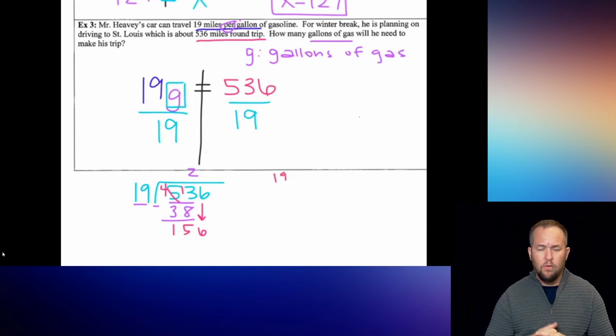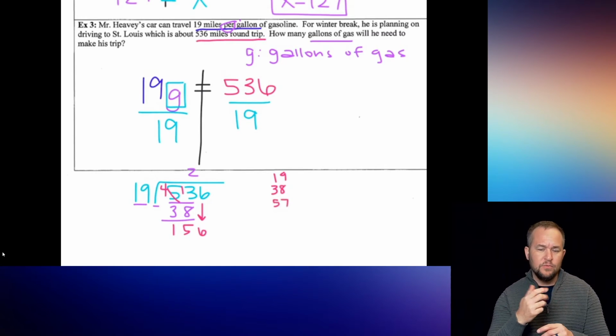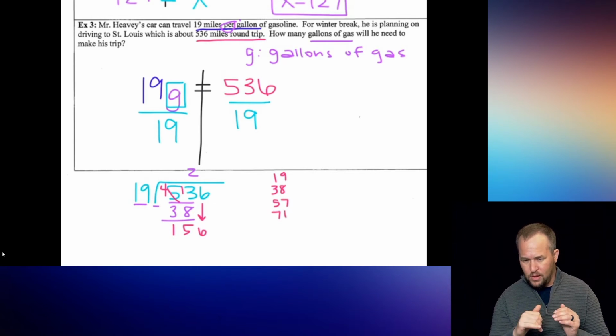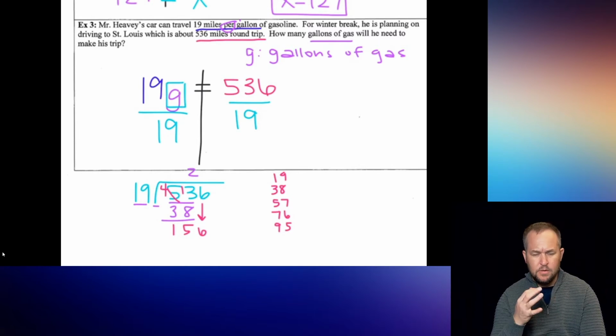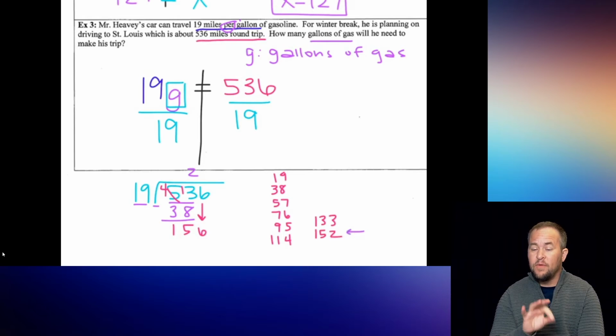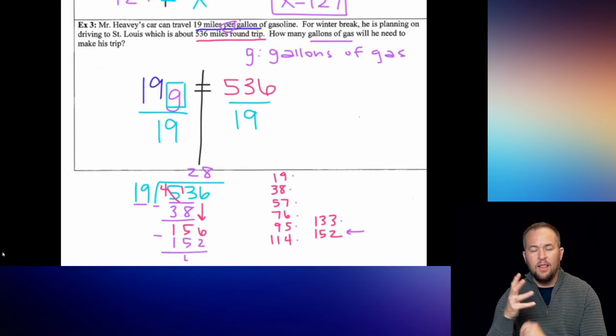They should 19, and then 19 more than that is 38, and then 19 more than that is 57, 19 more than that is 76, 19 more than that is 95, 19 more than that is 114, 19 more than that is 133, and 19 more than that is 152. Oh, so there we go. I found it. So this is how many times? 1, 2, 3, 4, 5, 6, 7, and 8 times, which means I know this needs to be 8 because 152. Subtract those two things out, and I get a remainder of 4.